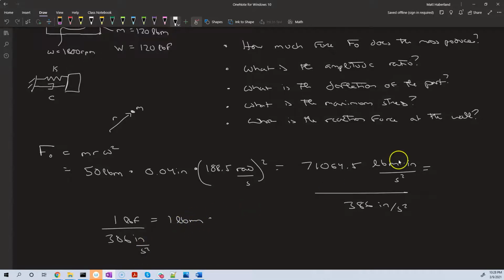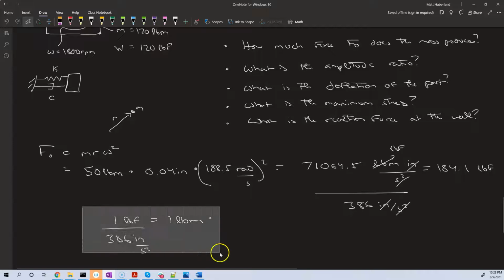So we can take this pound mass, substitute it in there. That gives us dividing by 386 inches per second squared. And this is going to turn into pounds force when we do that. It's going to cancel out these units. So we're just left with pounds force. And we get 184.1 pounds force. So that's a lot of force, right?